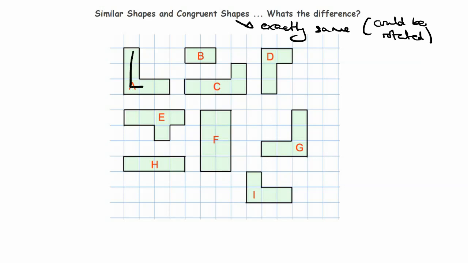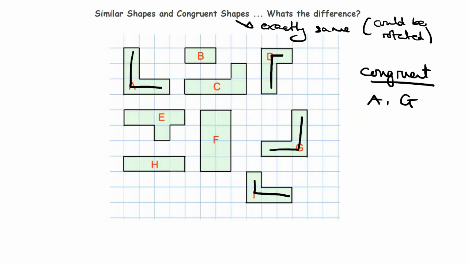We've got a nice L shape here, and we've also got a nice L shape here. So we can say our congruent shapes are A and G. And looking for something else, we've got a bit of a tetris shape here, and a bit of a tetris shape here. So D and I are congruent, they're just spun round versions of each other.